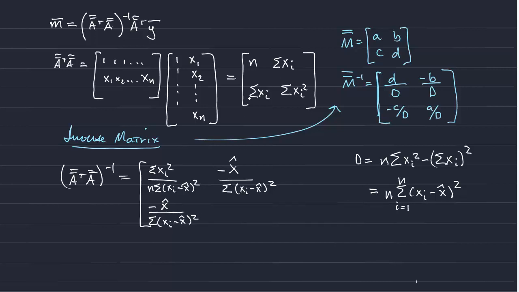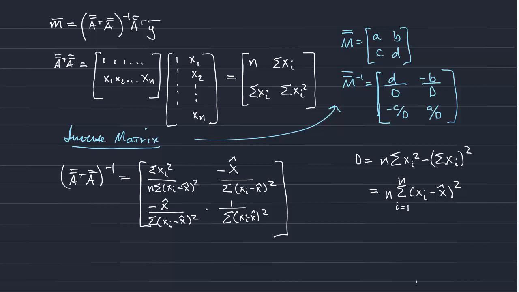And then the last term is n divided by the determinant. Remember, n is part of the determinant, so the two n's cancel and we're just left with the sum of square deviations of x from its mean. Okay, so that is the inverse of A transpose A.